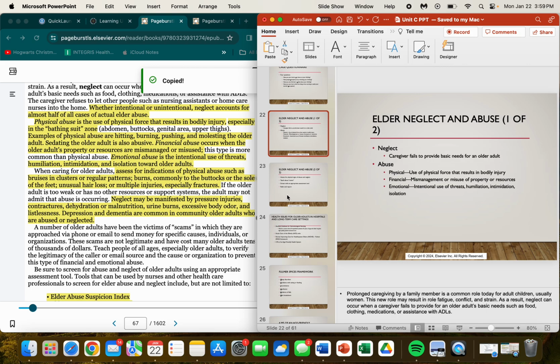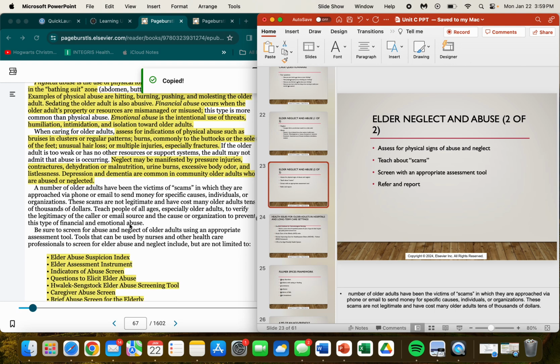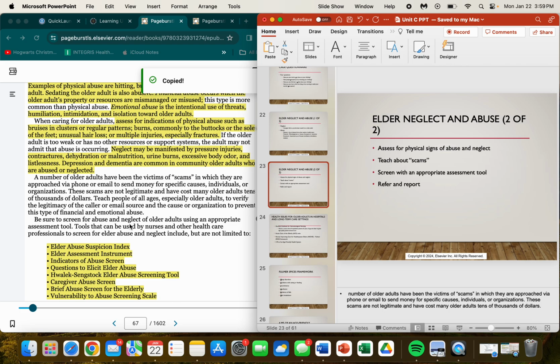Obviously, when we talk about abuse, we want to talk about how we assess for it. For physical abuse, we often look for signs like hitting and burning. A lot of times those will be in what we call the bathing suit zone: the perineal area, abdomen, buttocks, genital areas, and thighs. We want to look for any indicators, including regular patterns of scattered bruises of varying stages, multiple injuries, and fractures. Those can all potentially indicate signs and symptoms of abuse.